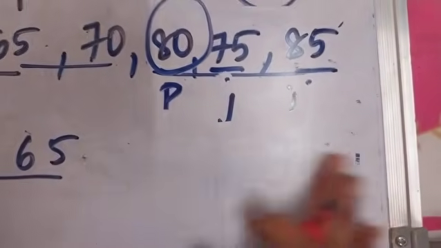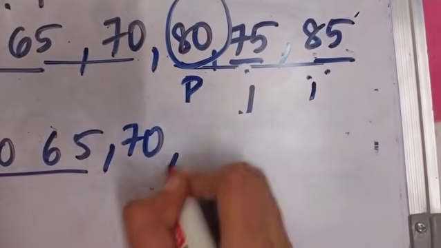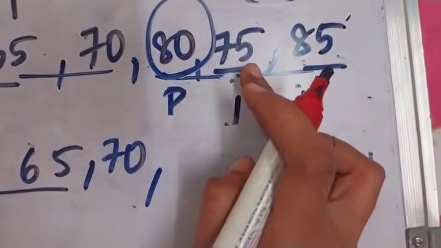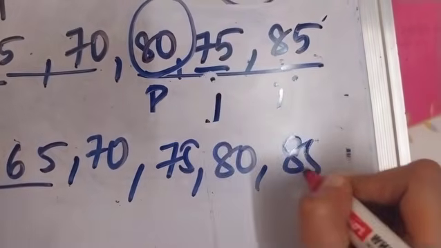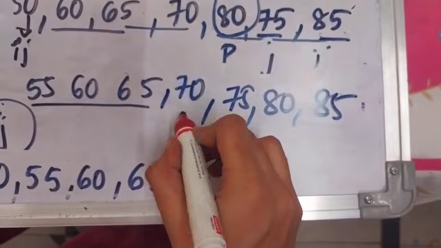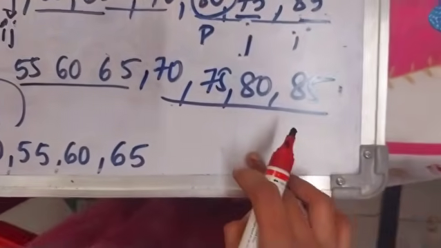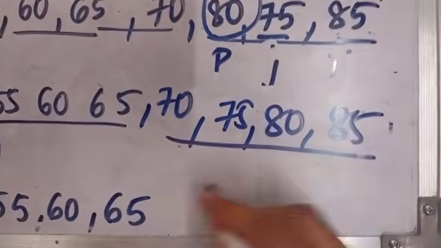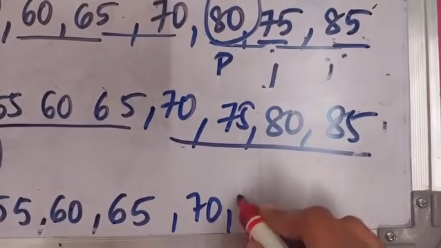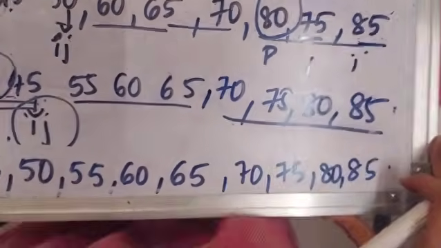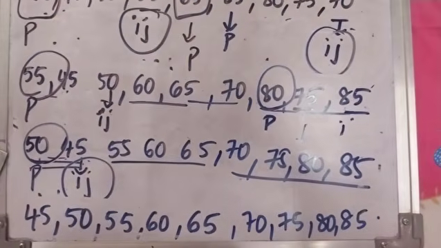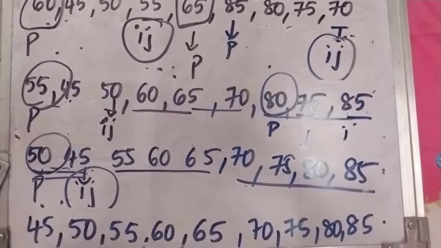So let us swap this. Pivot is 80 and J is 75. So let us swap 75, 80, 85. So see, it is swapped now. So therefore my whole list becomes, so this is my complete list.